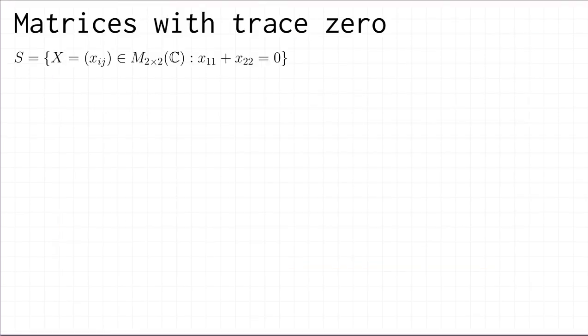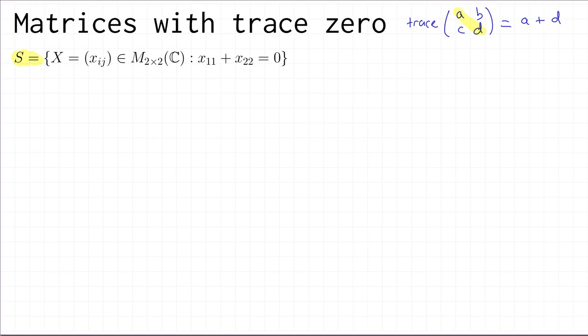So let's begin with the example of matrices with trace 0. Let me explain what the trace of a matrix is. If you have, for example, a 2 by 2 matrix that looks like this, then the trace is the sum of the elements on the leading diagonal. So the leading diagonal means the 1,1 entry, the 2,2 entry, and so on. So the trace of this 2 by 2 matrix will be A plus D. So this set which we've defined here is the set of all 2 by 2 complex matrices whose trace is 0.